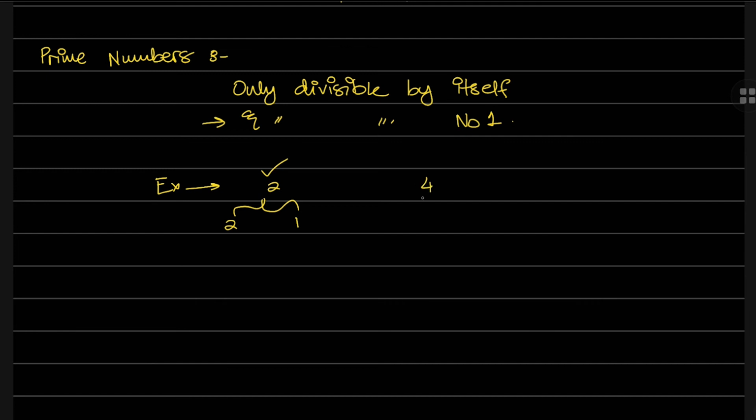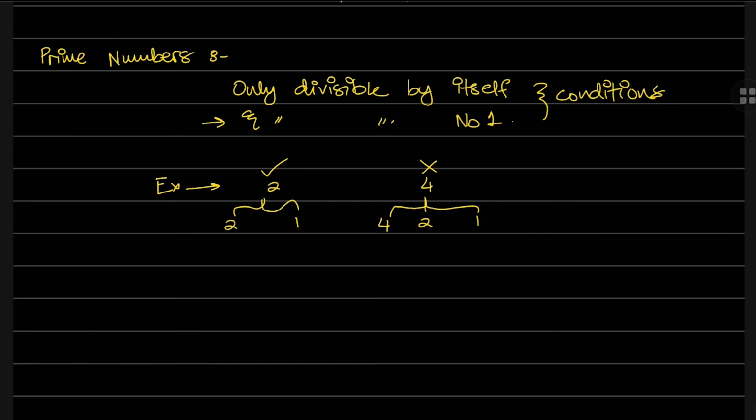Similarly, if we have the number 4, you can divide 4 by the number itself, 4. You can divide it by 2. You can divide it by 1. So it does not meet these two conditions. These two conditions are not met, which is why 4 would not be a prime number.